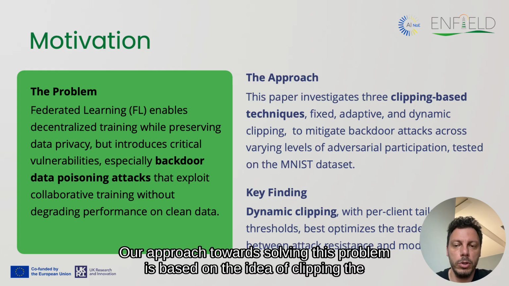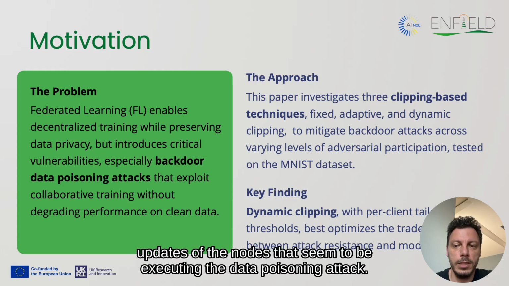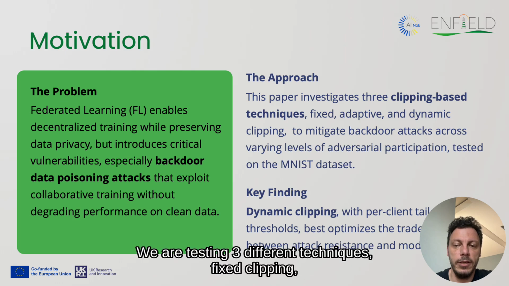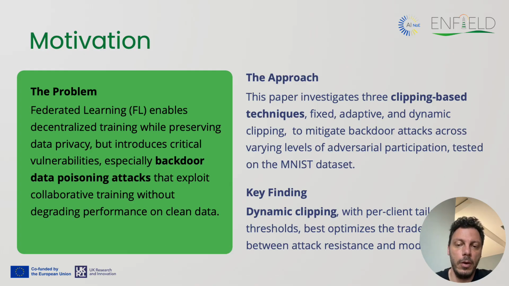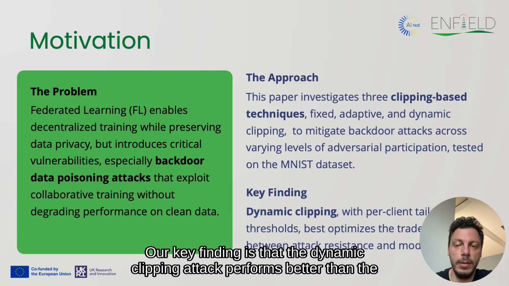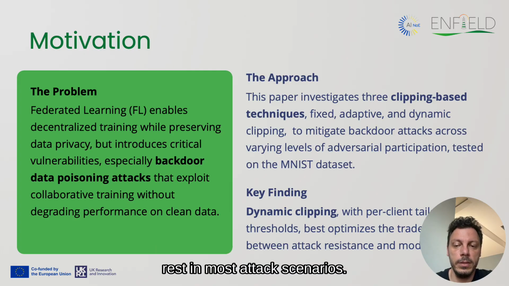Our approach towards solving this problem is based on the idea of clipping the updates of the nodes that seem to be executing the data poisoning attack. We are testing three different techniques: fixed clipping, adaptive clipping, and dynamic clipping, and we compare the results on the MNIST dataset. Our key finding is that dynamic clipping performs better than the rest in most attack scenarios.